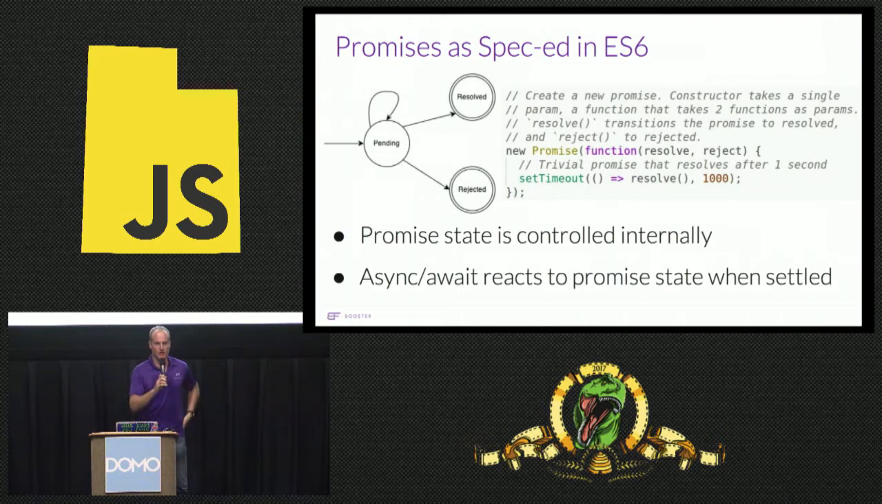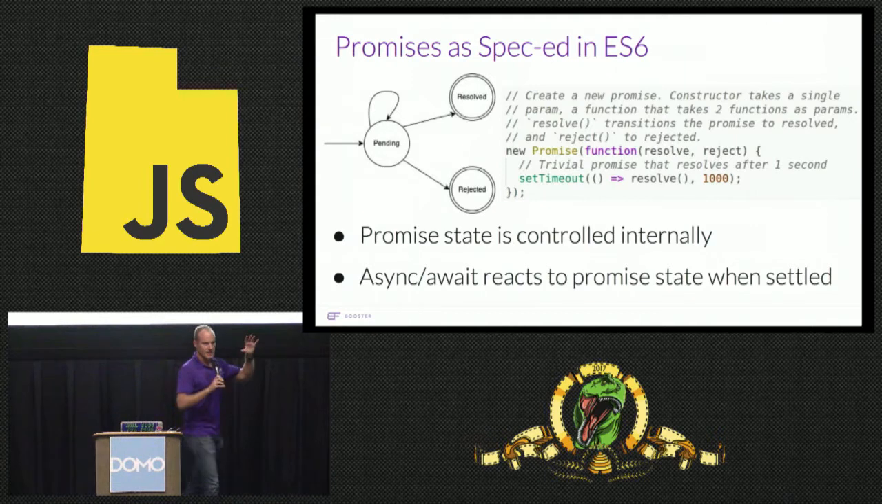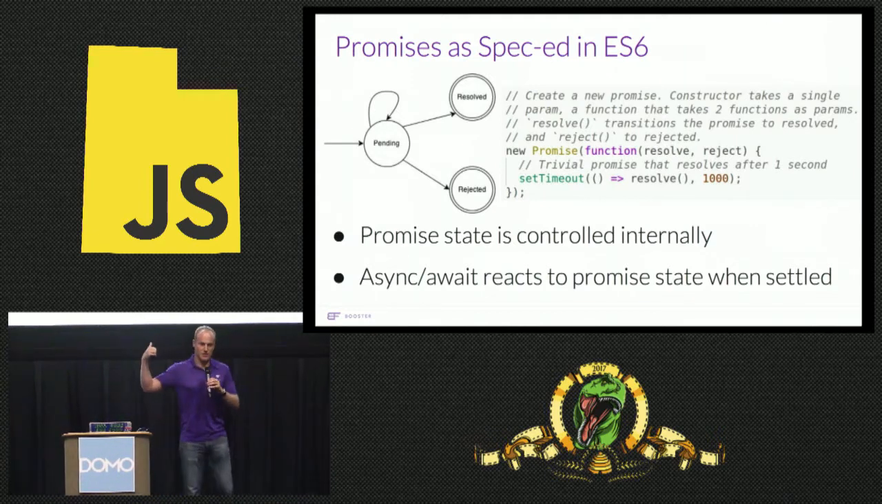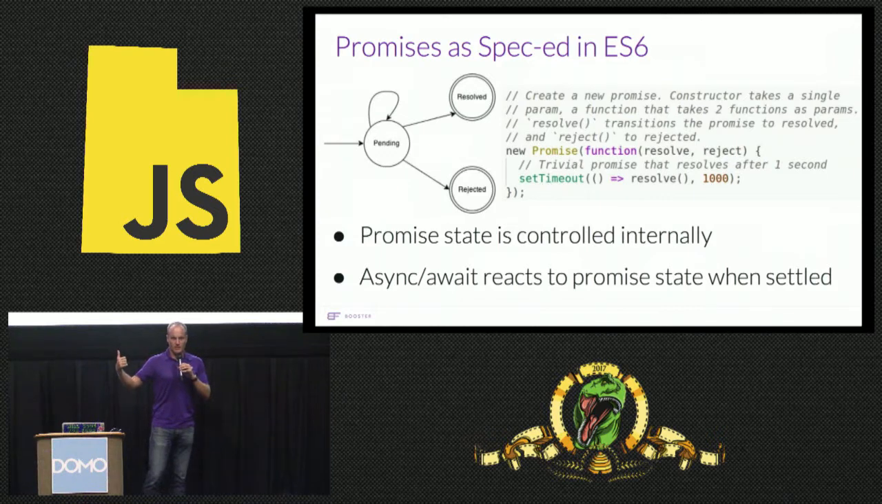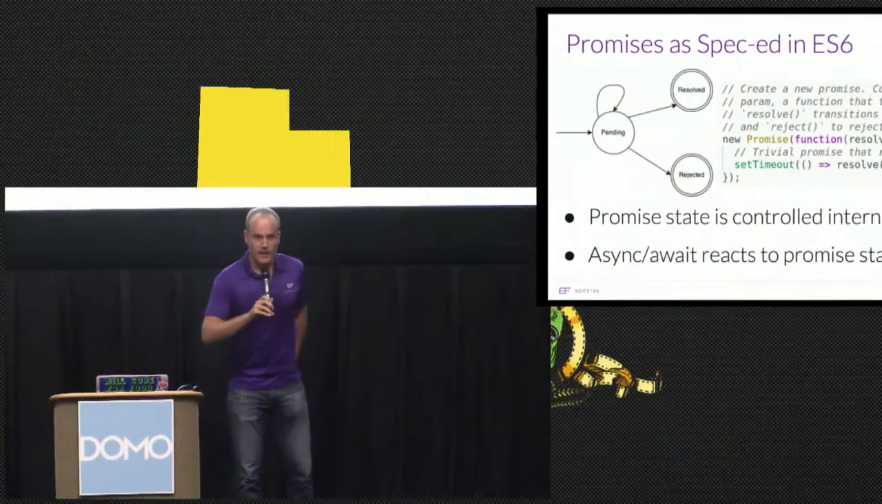But one thing to note that's very important about promises in the context of async await is that promises handle state entirely internally. So this promise constructor takes in the executor function, which takes in 2 functions itself, resolve and reject. And when resolve is called, the promise transitions to resolved, and when it calls reject, the promise transitions to rejected. So async await can only react to changes in the promise state. It has no impact on what the actual promise itself is doing. So all async await does is just react to these state transitions.